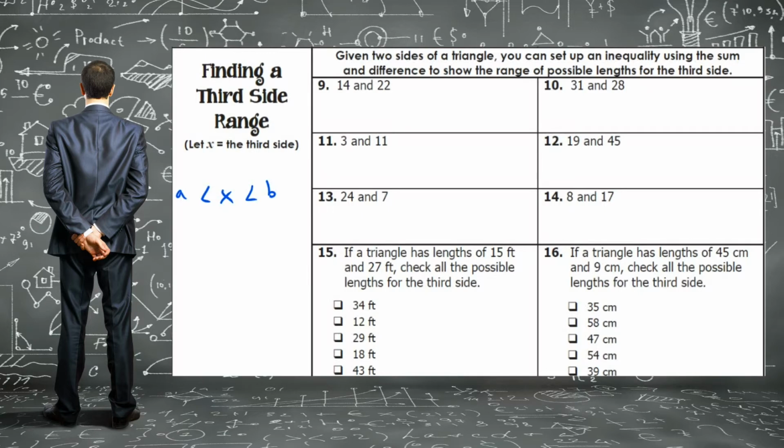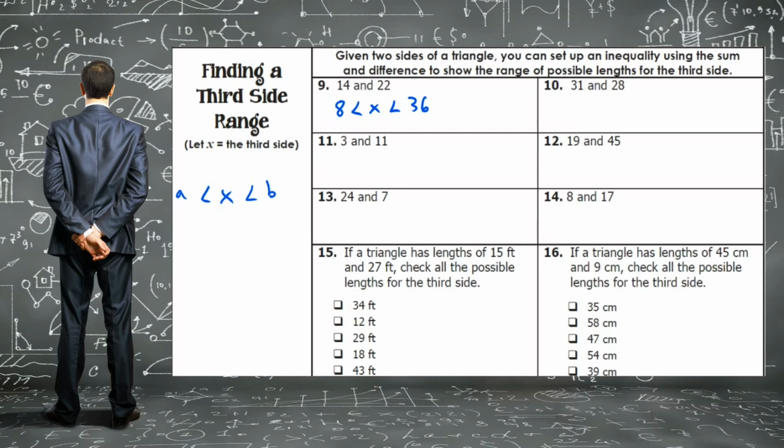If 14 and 22 are our two sides, what's the smallest number our third side could be? Our third side has to be greater than 8 and less than 36. Now, why is this? Take a look at this.